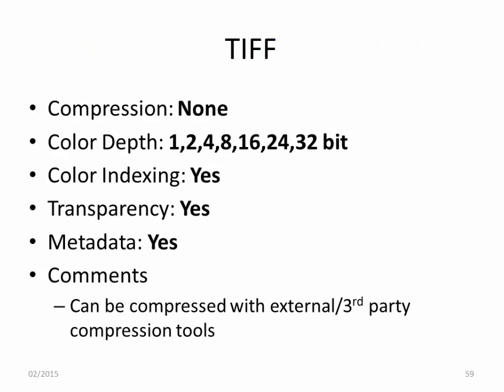So TIFF is the Tag Image File Format. This one's been around for quite a while. It has no inherent data compression. It can be compressed using third-party software, but there's nothing built into the standard that will compress it for you. It supports a number of choices for your color depth. It does allow, but not demand, color indexing. You can do transparency, and it does support metadata.